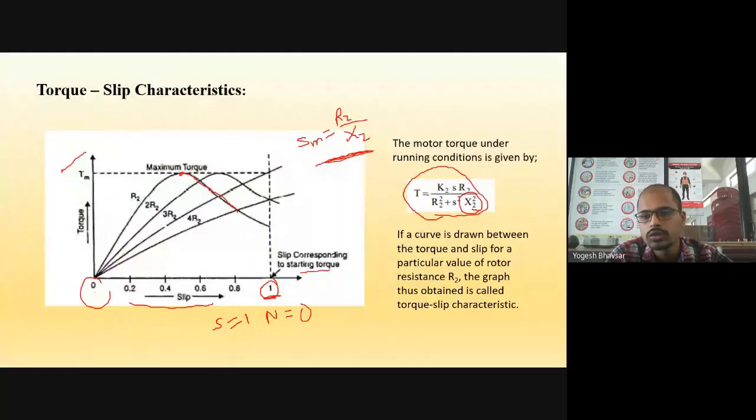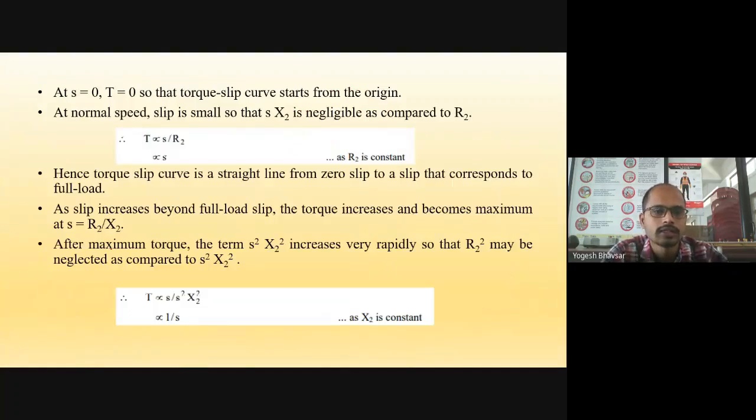When the slip is 0, the torque is also 0. So this is the starting point of the characteristics. The curve starts from the origin, but at normal speed the slip is small. At normal speed, the slip will be very small, so that the term (s X2)² can be negligible.